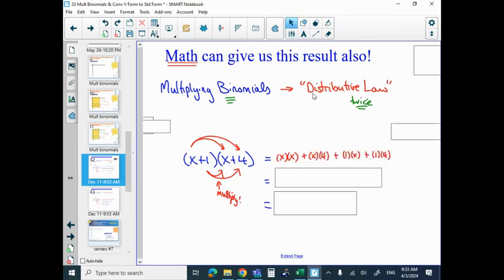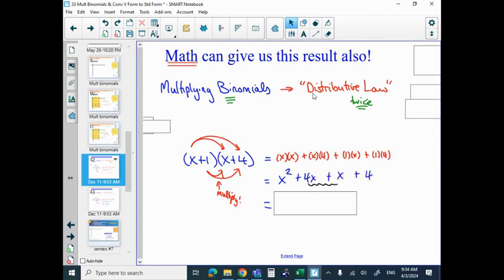So when you do that, you get your x times your x is, of course, x times x. Then you have an x times a 4, and that's doing the top arrows right now, and then an x times an x, there you go, and an x times a 4, there we go. Now the bottom arrows, a 1 times an x, boom, there it is, and a 1 times a 4. Okay, so of course x times x is x squared, x times 4 is 4x, x times 1 is just an x, and 1 times 4 is just a 4.